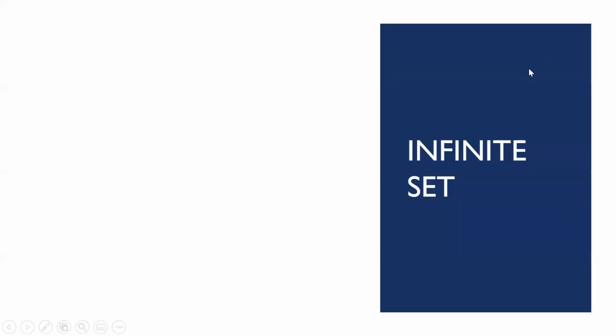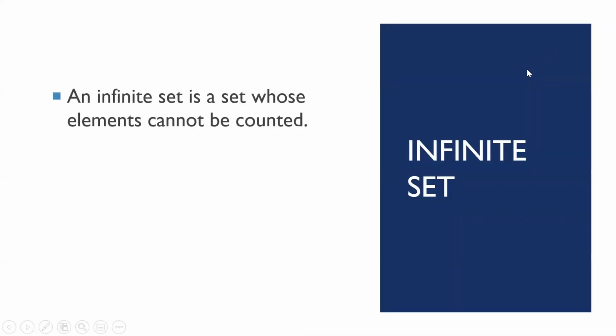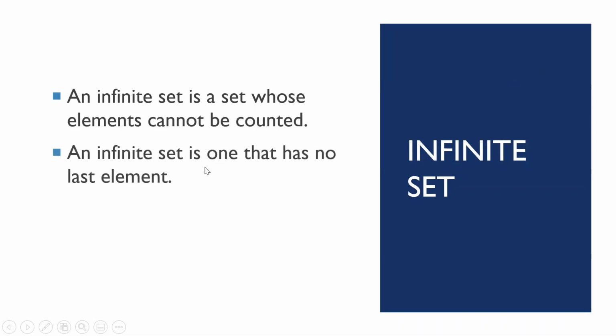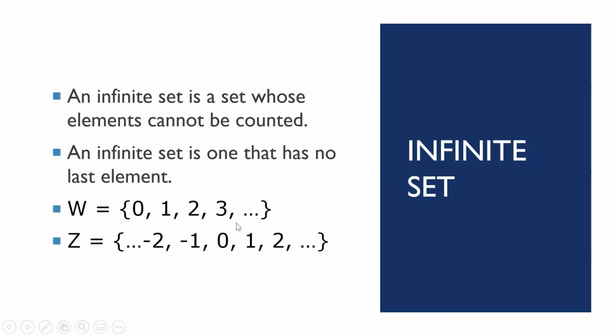Another type of set is the infinite set. An infinite set is a set whose elements cannot be counted. An infinite set is one that has no last element. Example, the set of whole numbers. Another one is the set of integers.